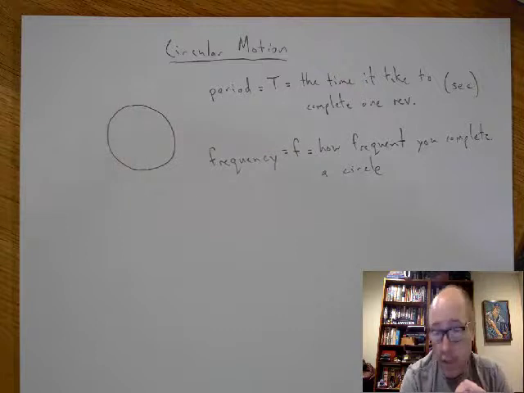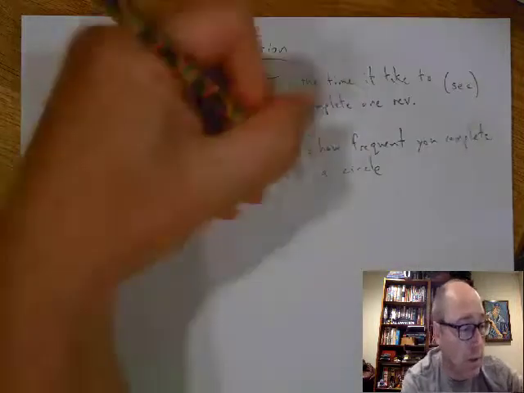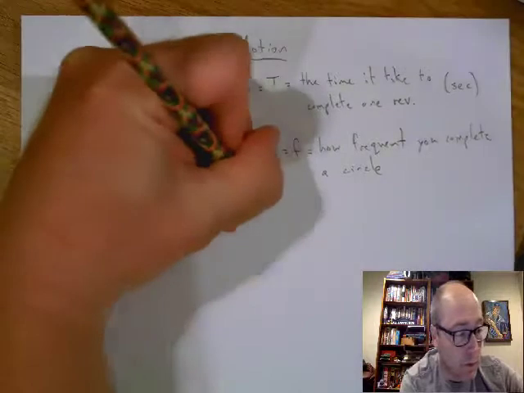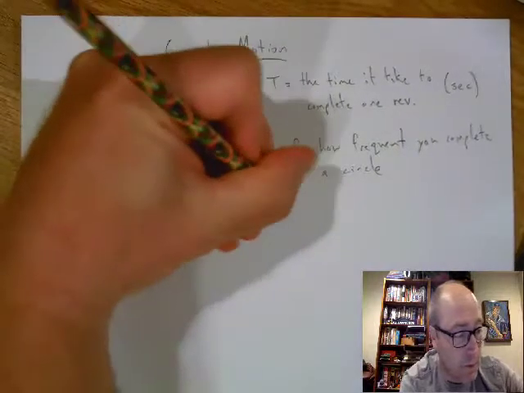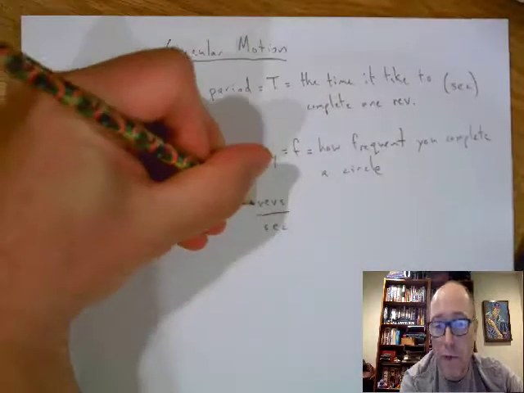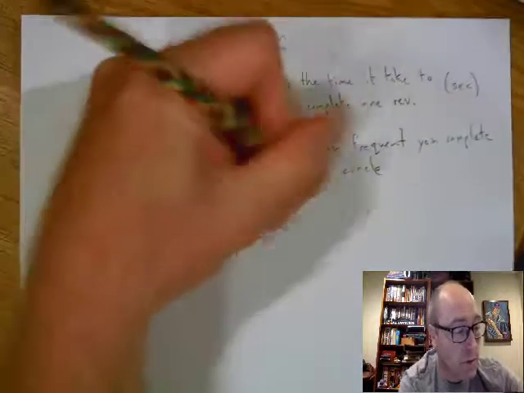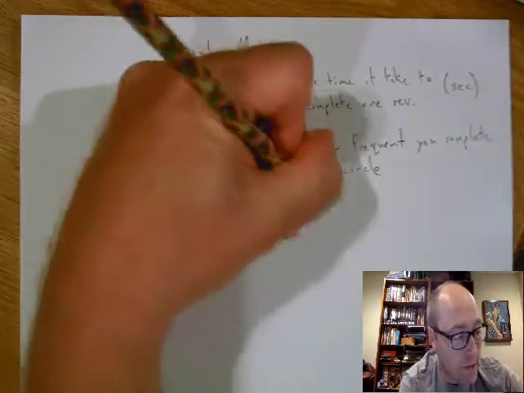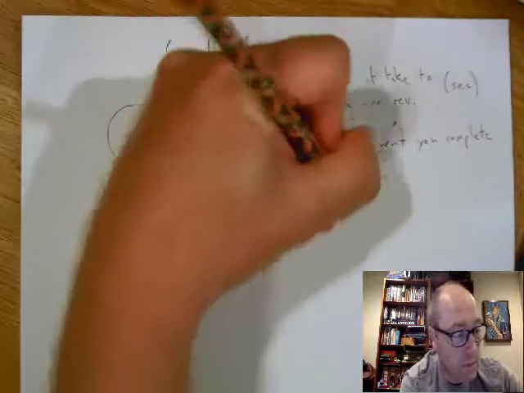The units for this are going to be revolutions or circles per second, because it's how frequent you make a circle. It has another name. It's called a hertz.